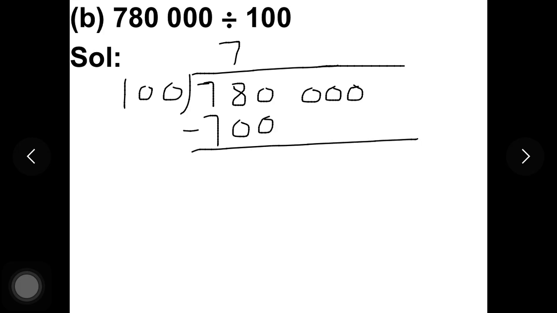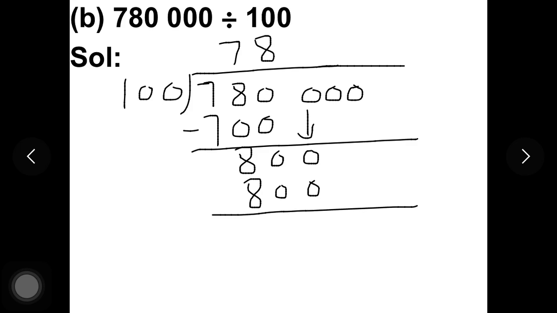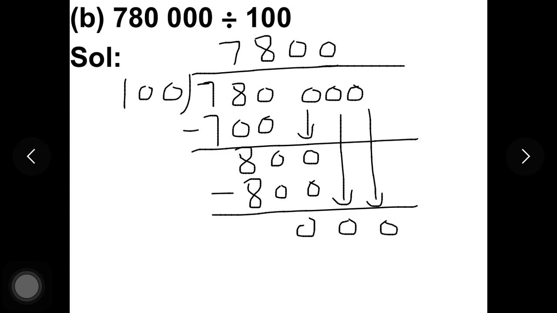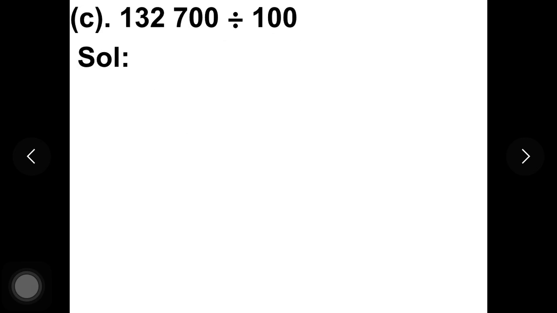Now we will subtract. 0, 8, next digit is 0. 108s are 800. Now students subtract, remainder is 0. Next digit is 0. We will put 0. And next digit is also 0. We will write 0. And the answer of part B is 7,800. Now part C.